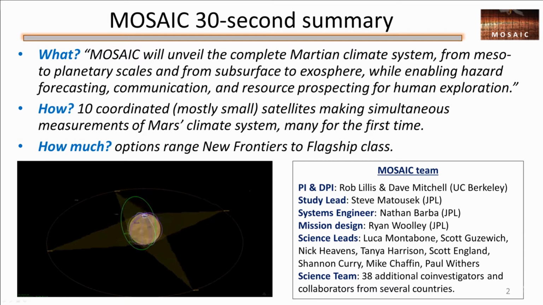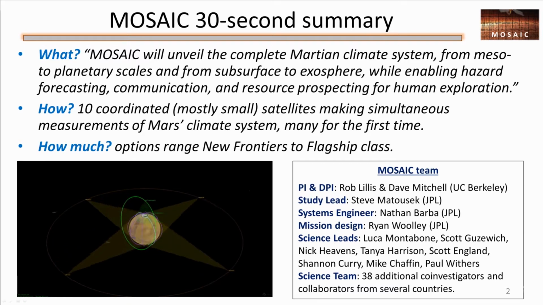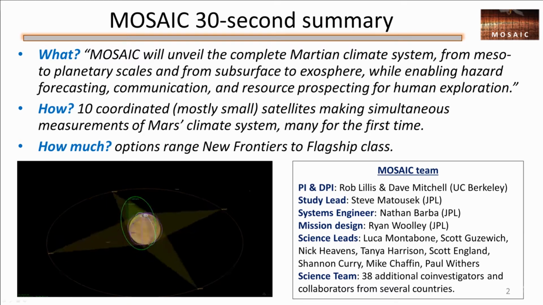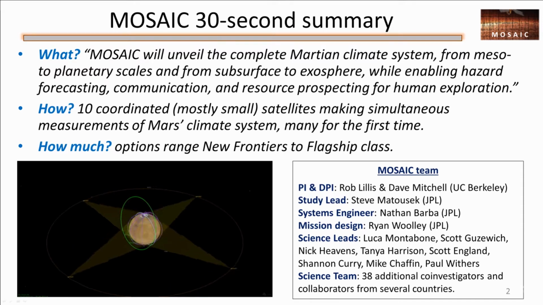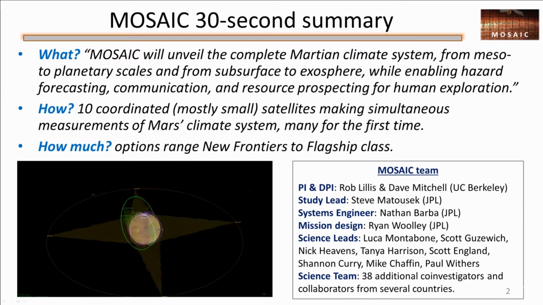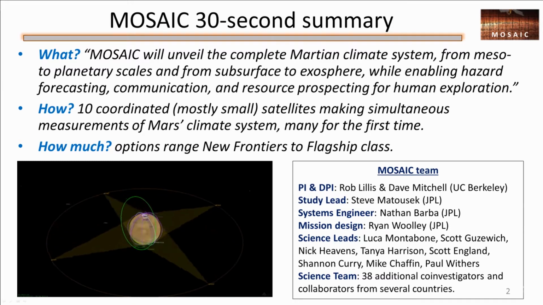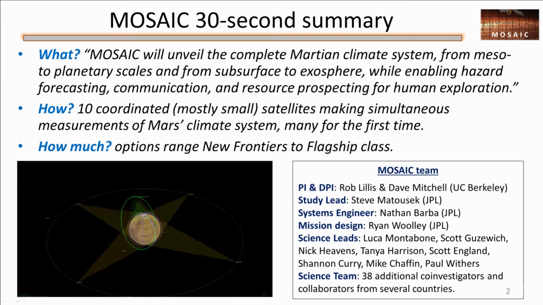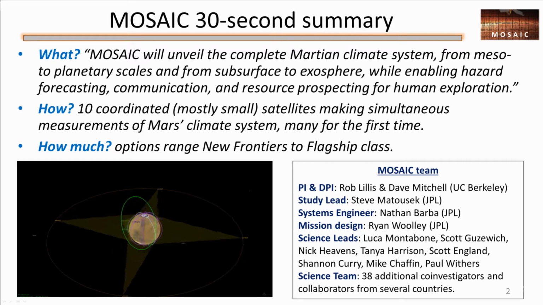Our team here, Nathan Barba and Ryan Woolley, have been leading the systems and mission design sides. And we have a number of science leads for each of the different science investigations, which I'll get into soon. And then another 38 co-investigators and collaborators from different countries.